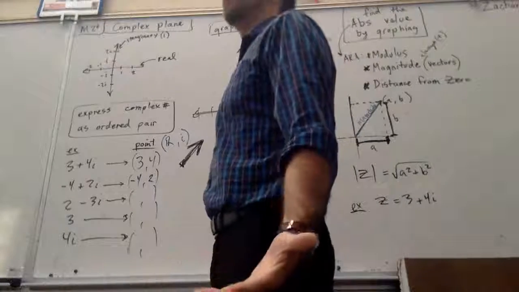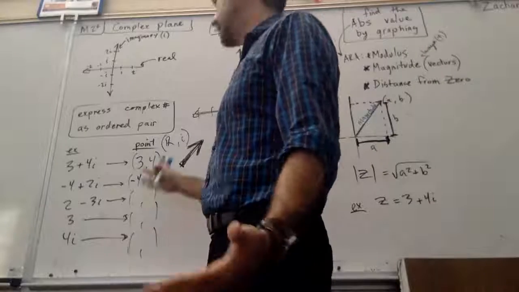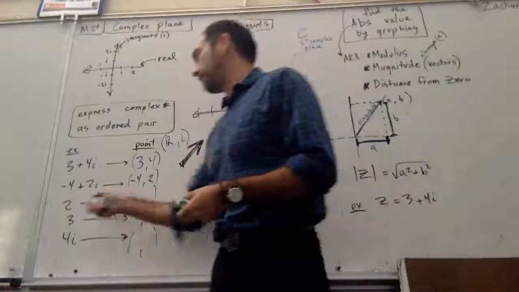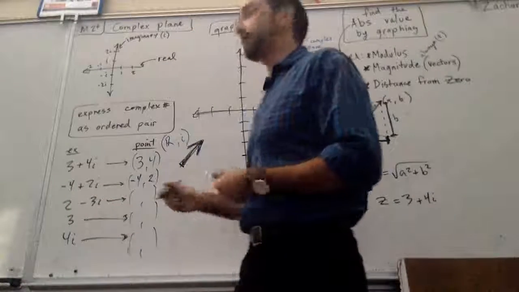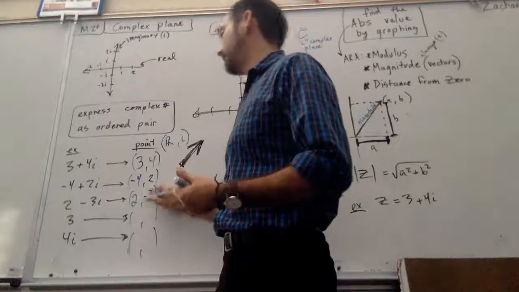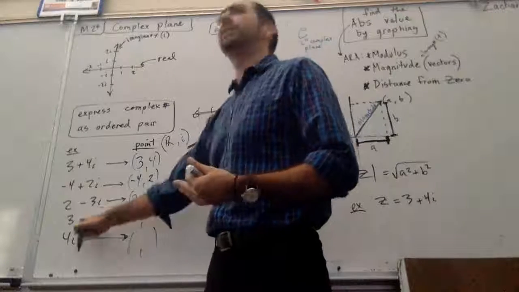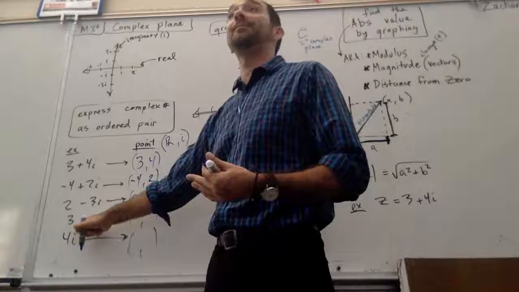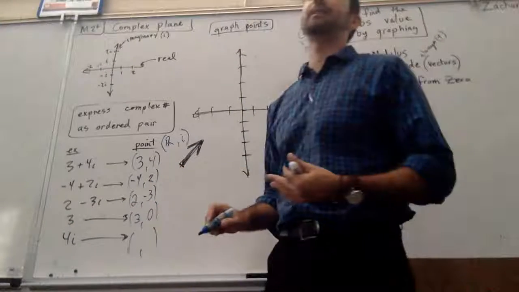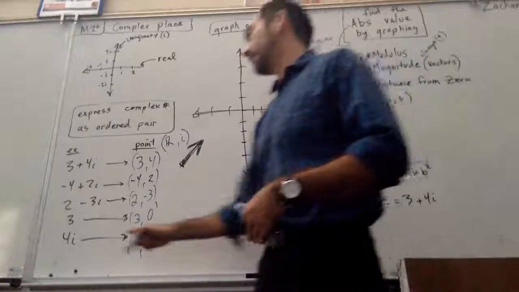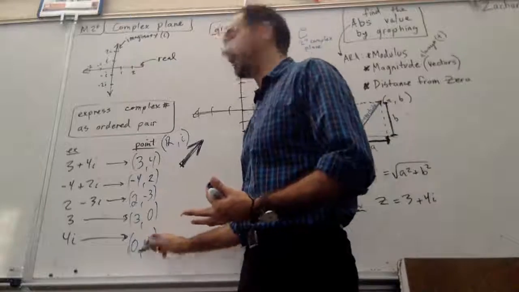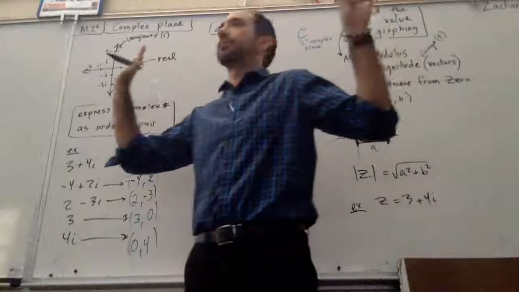Okay, let's fill these in real quick, all together. You can fill them in as we go. We'll do the points together too. So 2 minus 3i, point? 2, -3. Okay. 3. What's my real part? What's my imaginary part? Good. You guys caught that, right? 3, 0. Okay. 4i. It's kind of the opposite. 0, 4.